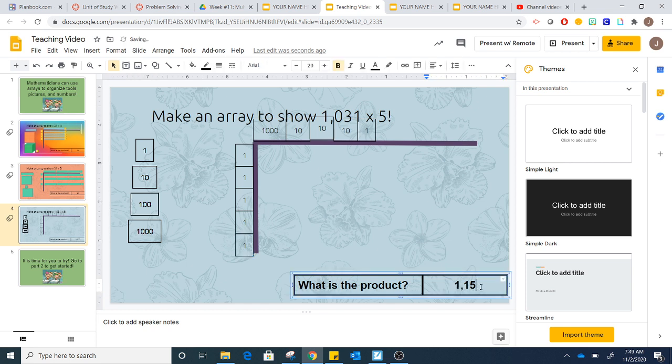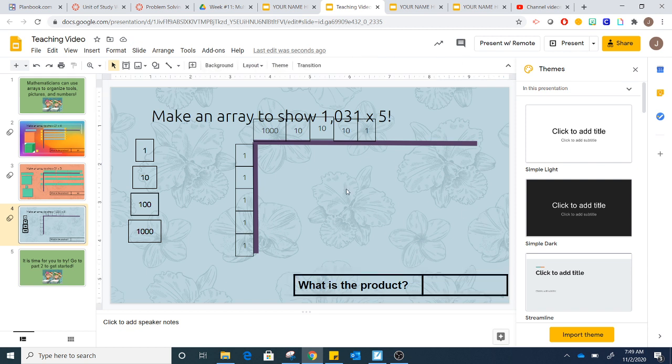Now, I want you to write this array on your desk and try to solve for the product. And once you have that product, go ahead and enter what you think it is, and then you can check it with me. Go ahead. All right, let's check it together.